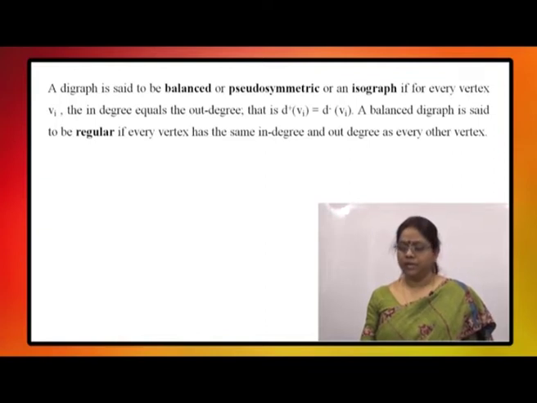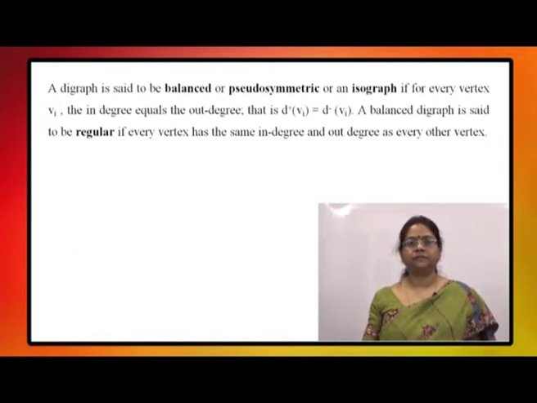So this is true for each vertex, that for that vertex the in degree is equal to the out degree, d plus vi equal to d minus vi. And a balanced digraph is said to be regular if every vertex has the same in degree and out degree as every other vertex.